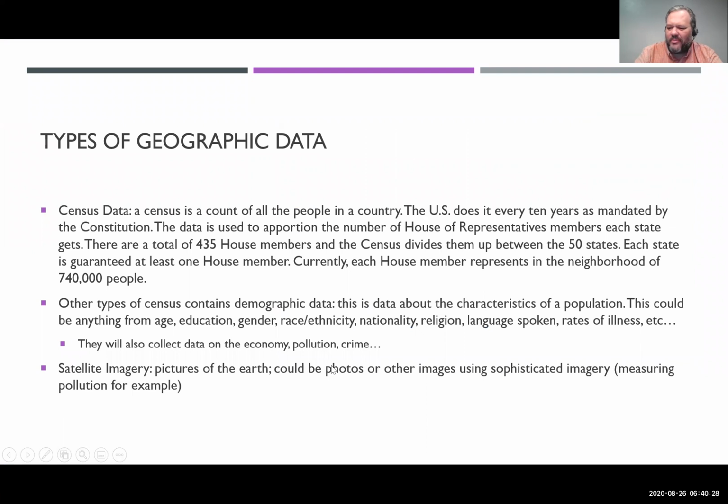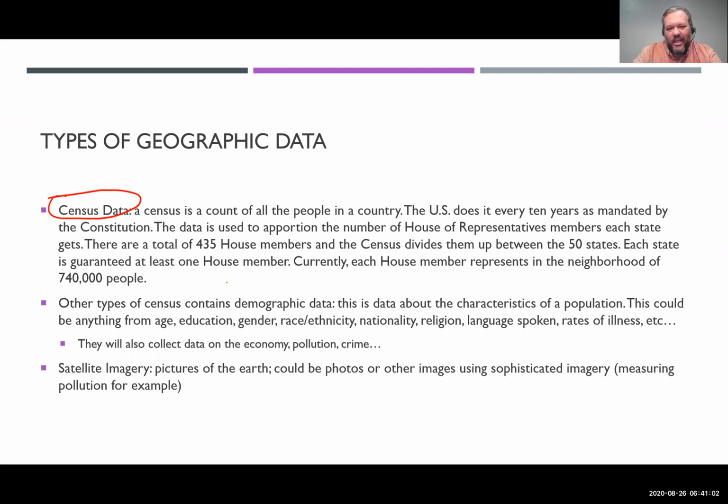All right, so a couple of different types of geographic data. You're going to see this word a lot, census data. A census, in its strictest terms, in the way that you'll often hear it, is when the government goes out and counts everybody. In the U.S., the Constitution says every 10 years, go out and count people, and that will help figure out which states get how many House of Representatives members. You can read that all here.